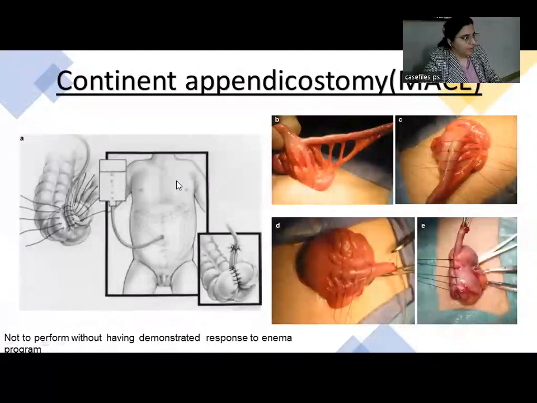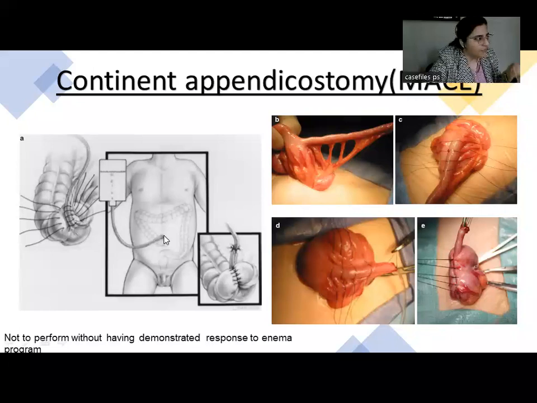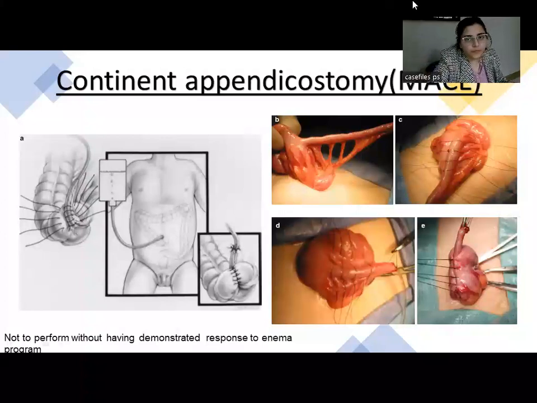Coming to continent appendectomy or the MACE procedure, this procedure is usually considered in patients who have responded to the enema program or the bowel management program. We are not supposed to do this for patients who do not respond to the same. The idea is to create an orifice through the umbilicus through which the child can insert a tube and just clean the bowel.